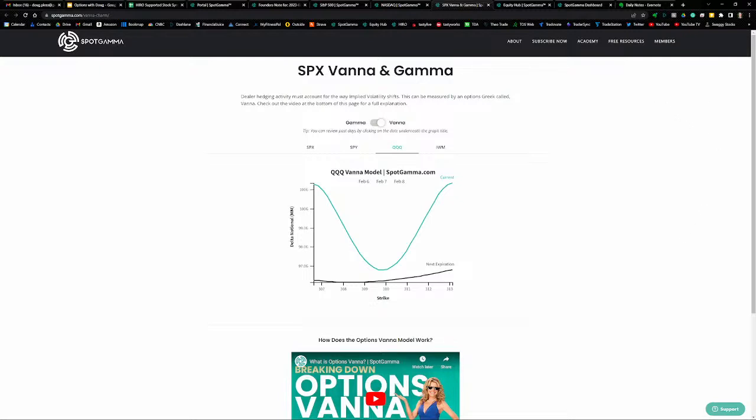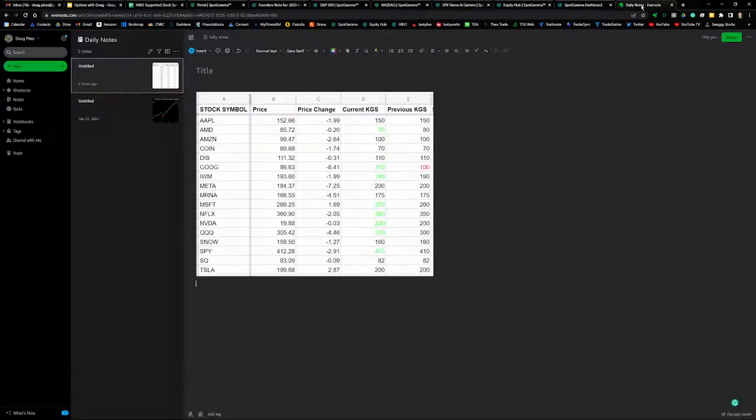All right, the next thing to look at, and again, this is my morning planning preparation, and I'm doing this to develop a thesis for the day. So this is a spreadsheet that I keep every day.